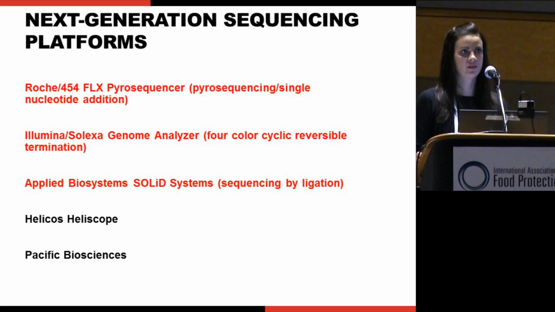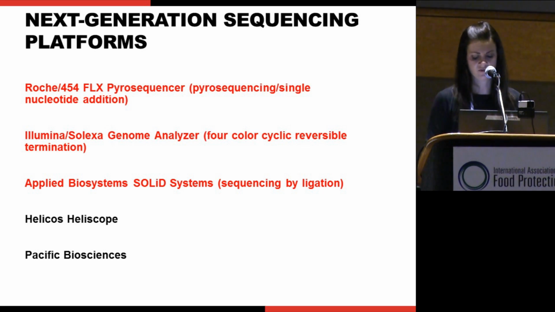So as I mentioned before, some of the commonly used technologies, the first one to come out was the Roche or 454 Pyrosequencer. Illumina has either the MiSeq or HiSeq, and also Nextera. Applied Biosystems has the SOLiD, and then also the Ion Torrent. And then we have Helicos and Pacific Biosciences as well. So we're just going to talk briefly about a couple of these different technologies. If you're interested in learning more, we can talk after the session today.